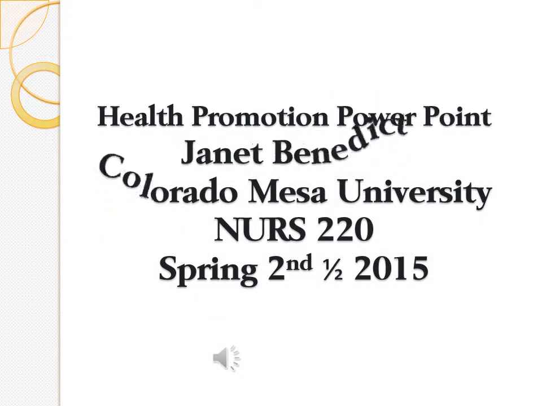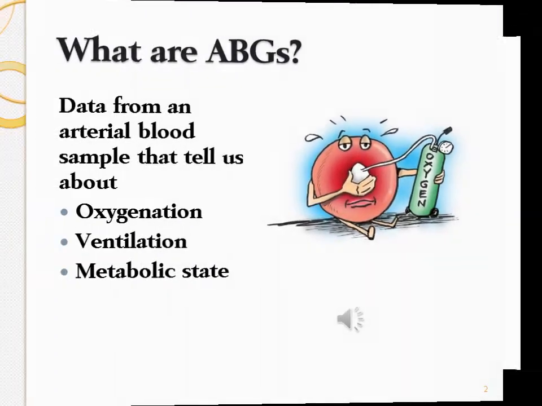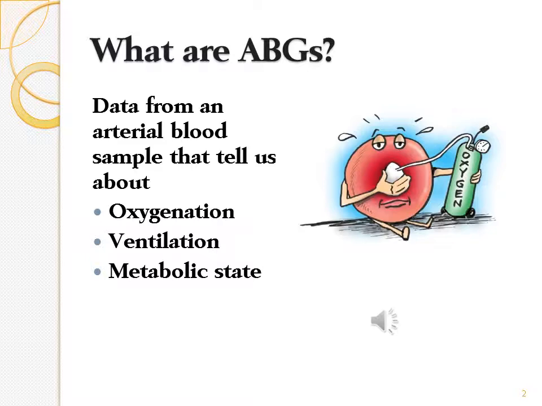Hello. This health promotion project is being presented to you to help you learn or improve your knowledge regarding ABGs. Arterial blood gases are data collected from one blood sample. It incorporates 6 values into one test. The data from the sample tells us about oxygenation, ventilation, and the metabolic state of the patient.